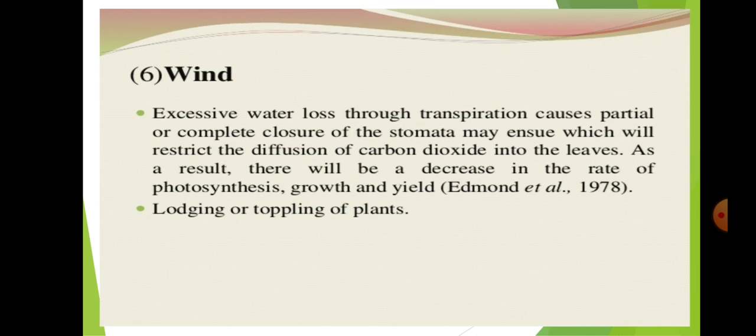The next kind of stress which comes into the category of physical stress is called wind stress. Excessive water loss through transpiration causes partial or complete closure of the stomata, which will restrict the diffusion of carbon dioxide into the leaves. As a result, there will be a decrease in the rate of photosynthesis, growth and yield. Lodging or top lodging of plants.